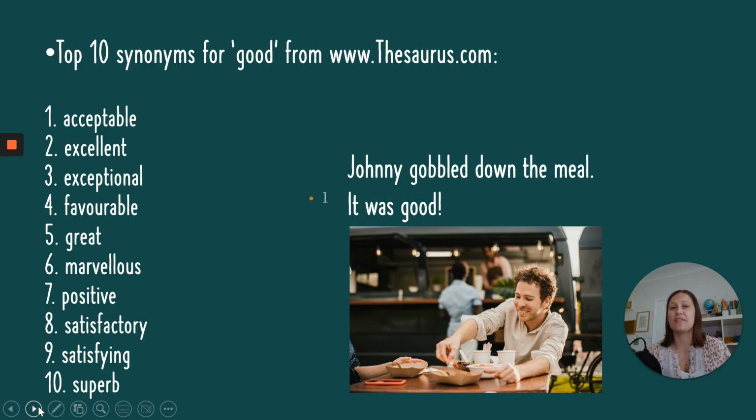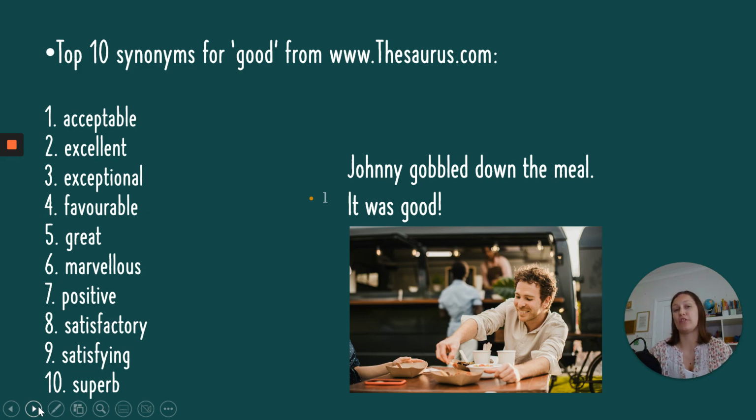For example, it was satisfactory suggests that it met some expected standard. That's probably not the right word to use in this context. Maybe if it filled Johnny up and made him feel nice and full, you might want to use number 9. The meal was satisfying. Number 5, great. Probably not a great improvement from the word we already have, which is good. So you might want to have a look at the words that are listed and think about which one fits best for the type of meaning you want to convey.